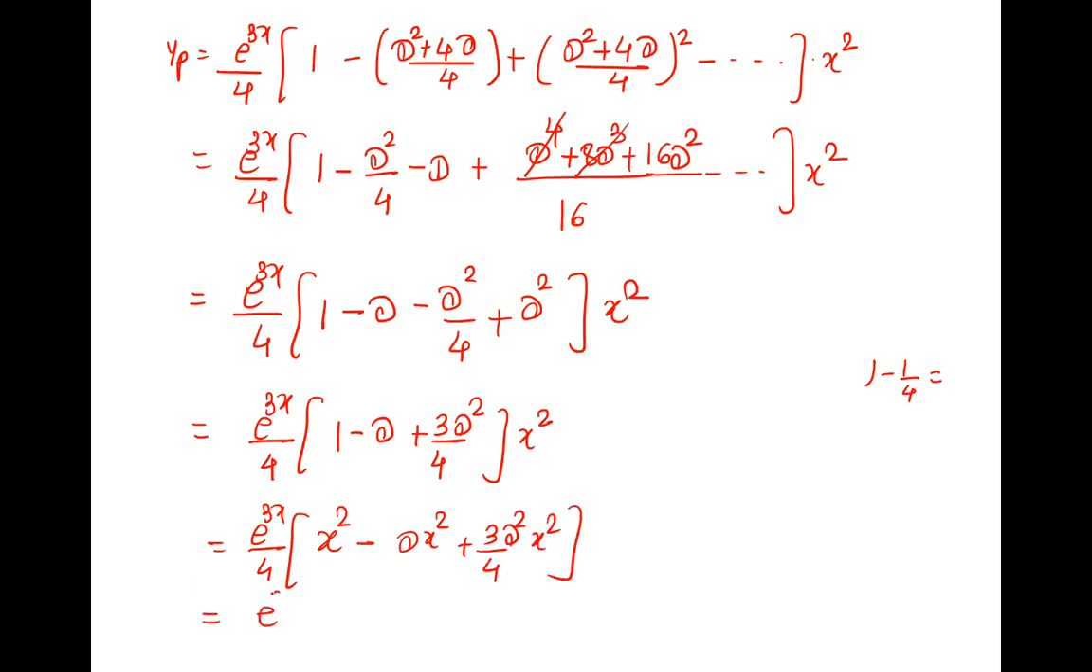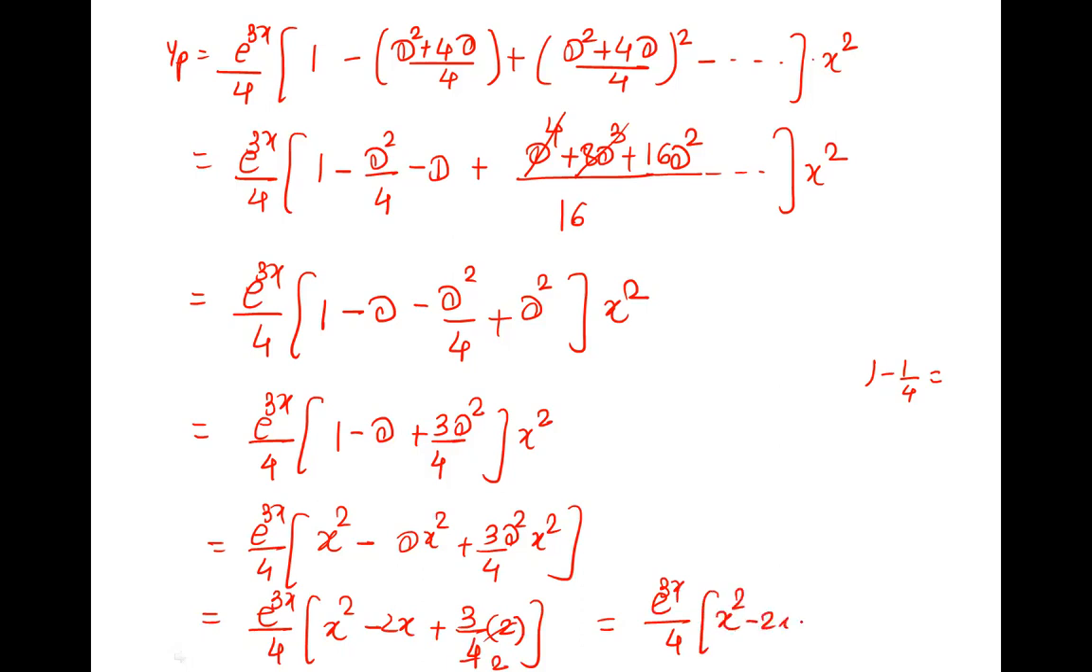That is x square minus derivative of x square, 2x. Correct. Plus 3 by 4, next, double derivative of x square, 2, with a 2. So you can now write as it is. No need to do anything. E raised to 3x by 4, x square minus 2x plus 3 by 2. Done. This is your yp.